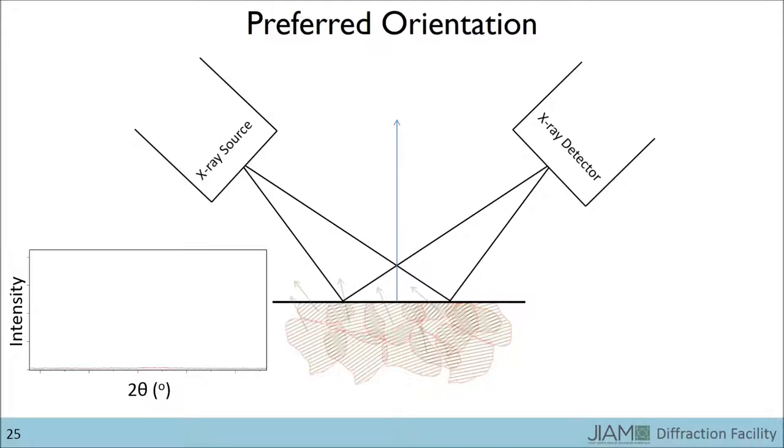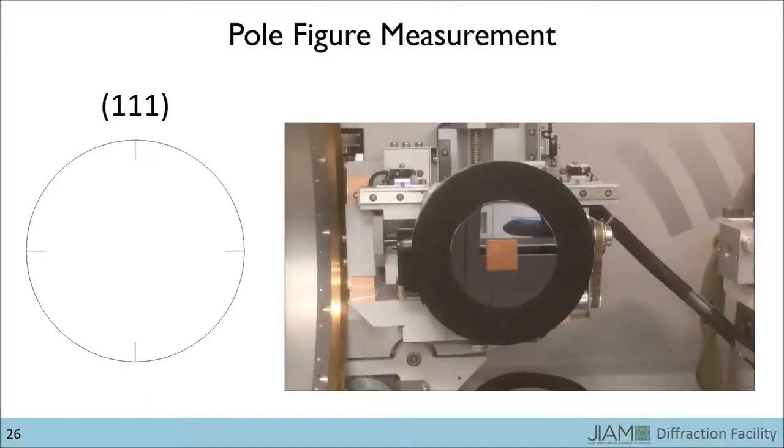We then rotate the sample around two axes to determine qualitatively how many grains are aligned with the diffraction vector at each position. Let's go ahead and look at a real-life example. On the right, we see the setup for collecting pole figures. Here is our sample, a square piece of cold-rolled copper. X-rays strike the sample from this direction and diffract off in this direction to be picked up by the detector off-screen. The system has been set up so that the source and detector are positioned such that the 111 reflection should be detected.